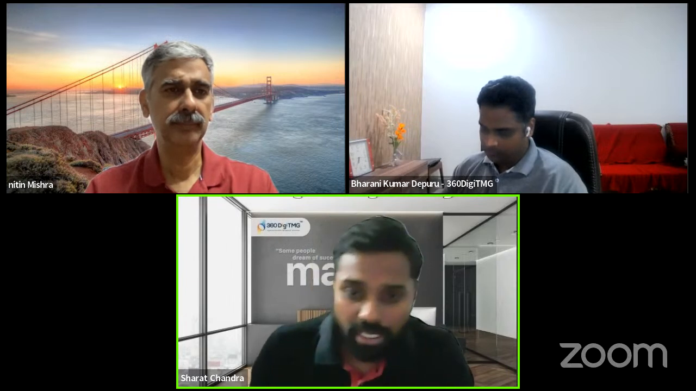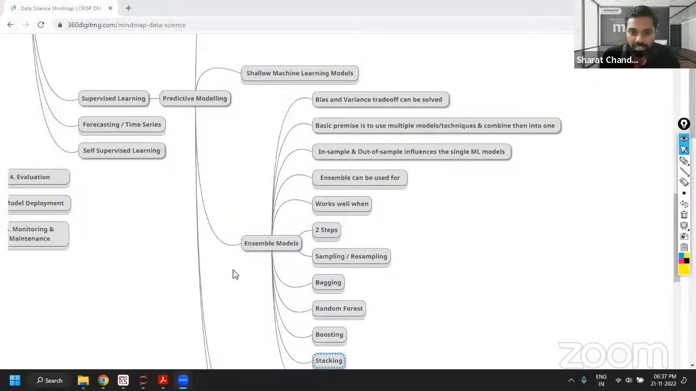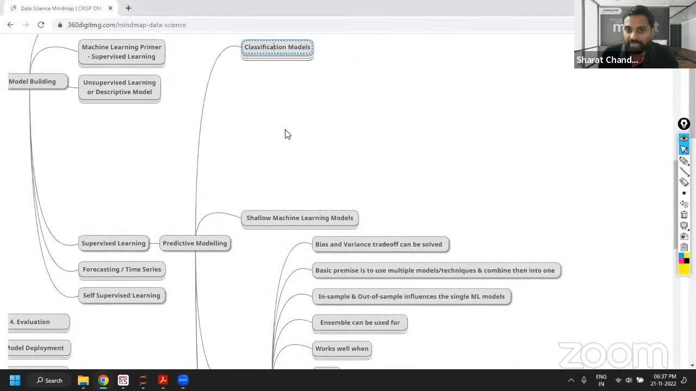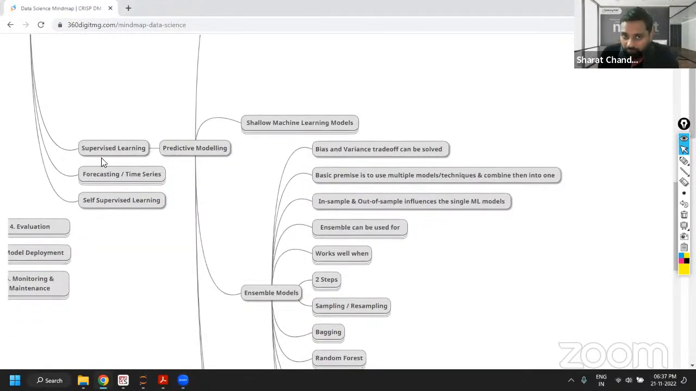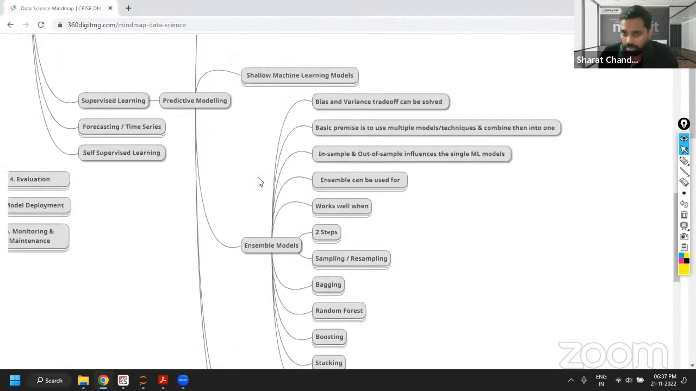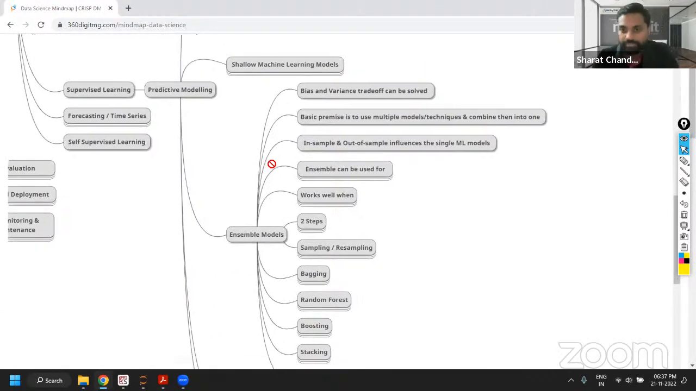Now, we generally speak about accuracies. So let me just try to share my screen and scribble something. Okay, so this is basically the mind map where you have all the algorithms detailed here. You have classification models, then the shallow machine learning techniques, ensemble models, then regression models, right? So all these are documented here. You might want to just go through this.